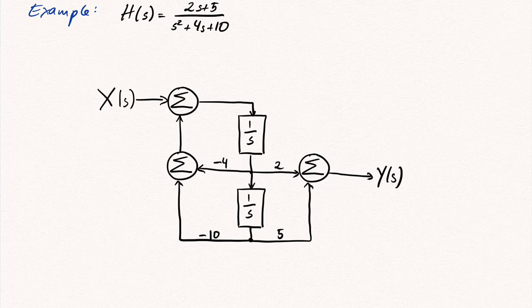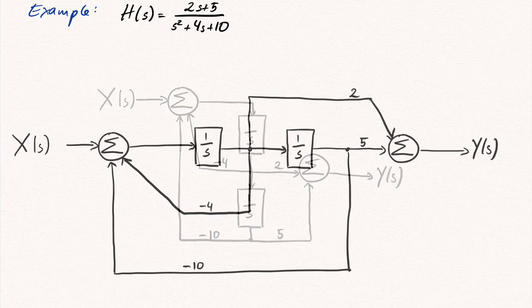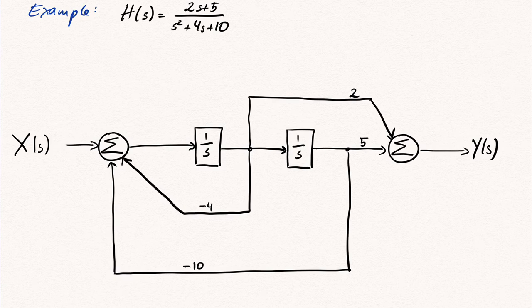Let's have a look at the following example, where we want to realize the filter H(s) equals 2s plus 5 divided by s squared plus 4s plus 10, using only inverting amplifiers, summers, and integrators. The realization of this filter in direct form 2 is given by this block diagram, where we can easily combine two of the summers. Slightly reorganizing the blocks yields this block diagram.